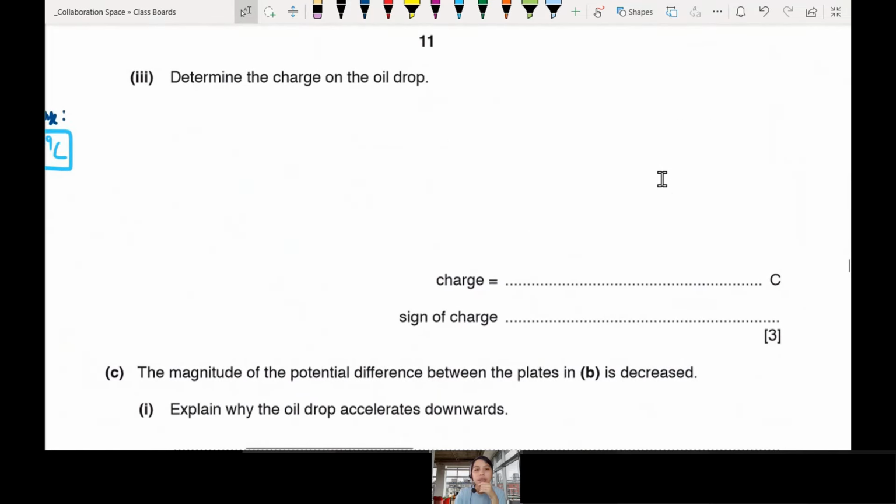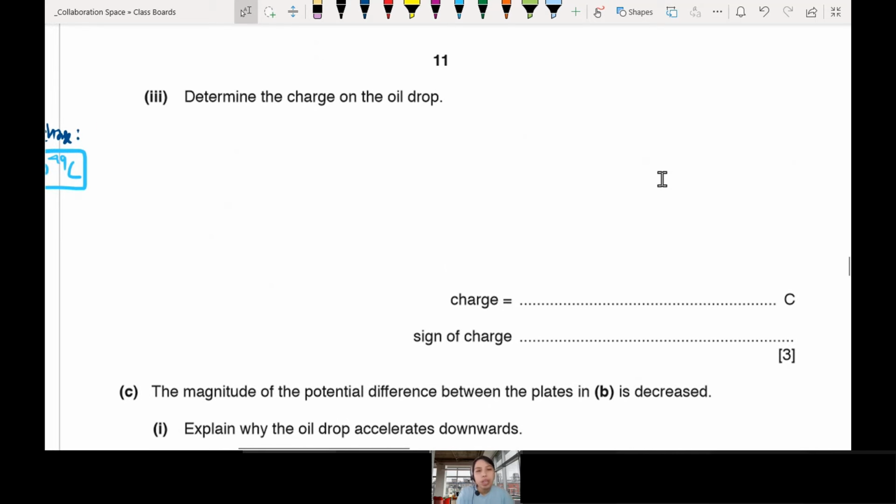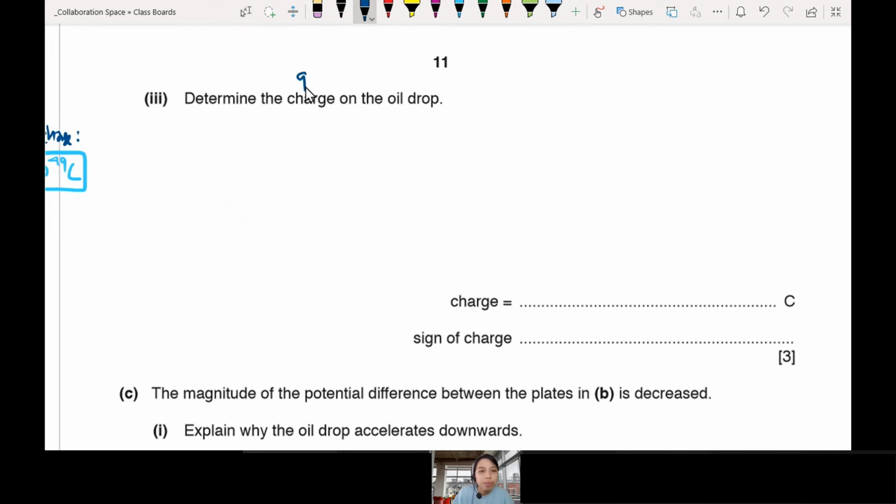Determine the charge of the oil drop. Wow, where do we even start? Okay, charge. We slow down and think of charge, Q. We need an equation that has Q in it. As far as I can remember, there's only one: F equals QE. This is the electric force. So somehow I need to figure out a way to use this equation.